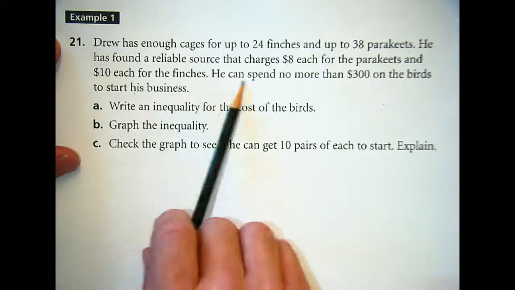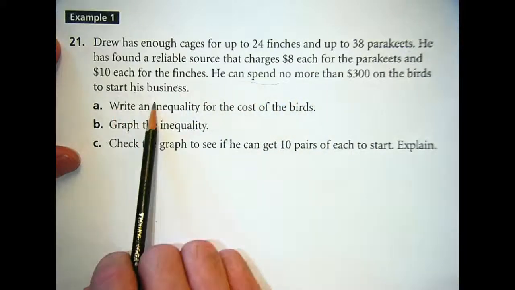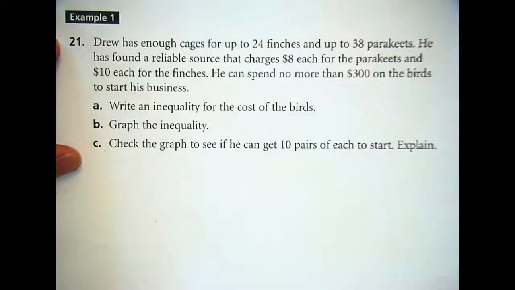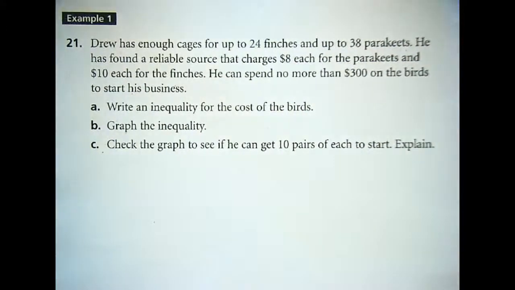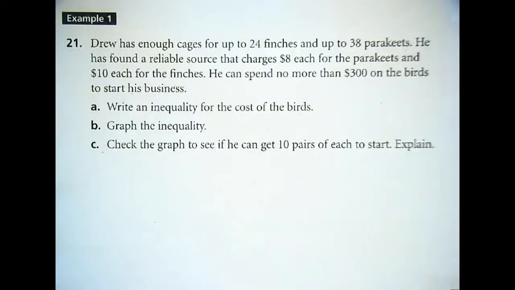Okay. He can spend no more than $300 on the birds to start his business. Oh, he's running a business. That makes it sound a little better at least. He's not just collecting birds, okay? So, he has a business. He can't spend more than $300 to buy these parakeets and finches. Write an inequality for the cost of the birds.